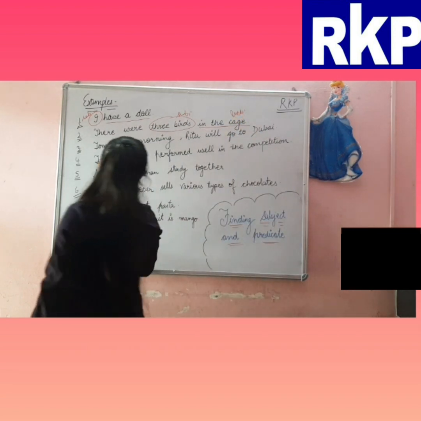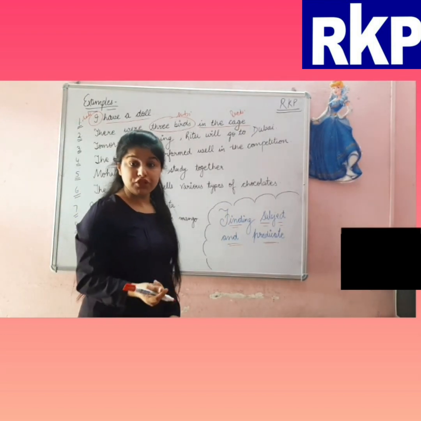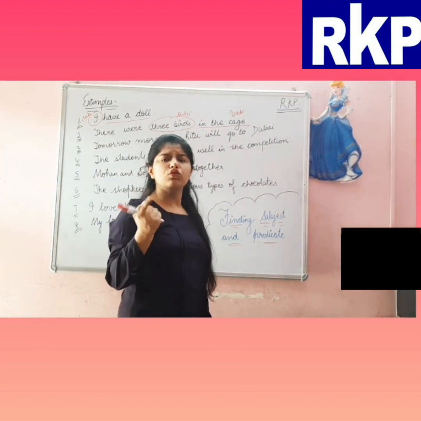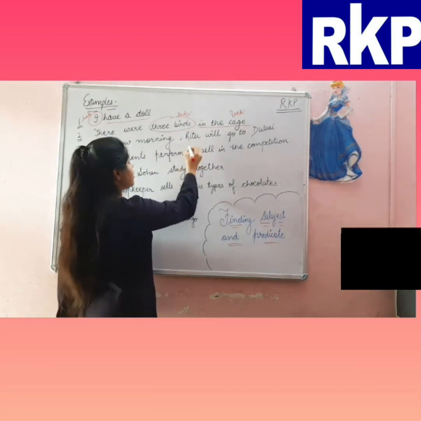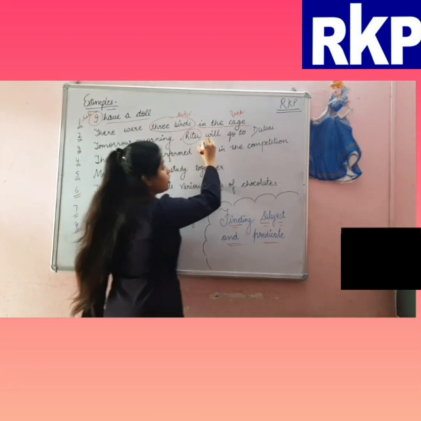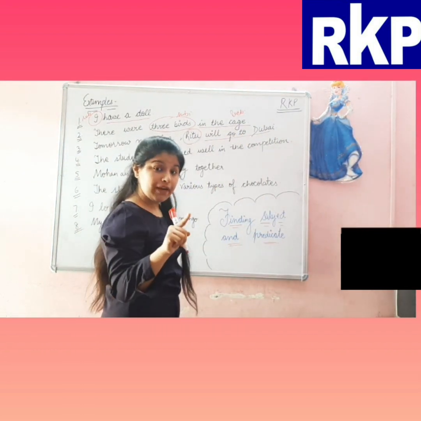Okay, tomorrow morning Ritu will go to Dubai. Now tomorrow, subject, no, morning. About whom we are talking in this sentence? About Ritu. That means Ritu is subject, will go to Dubai is predicate.